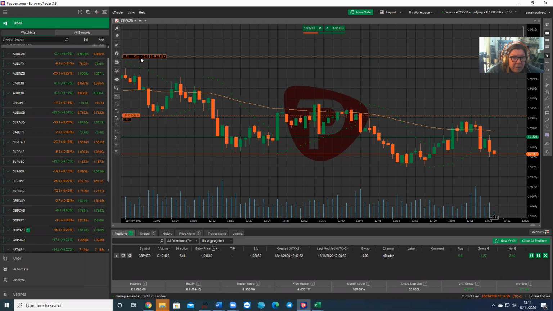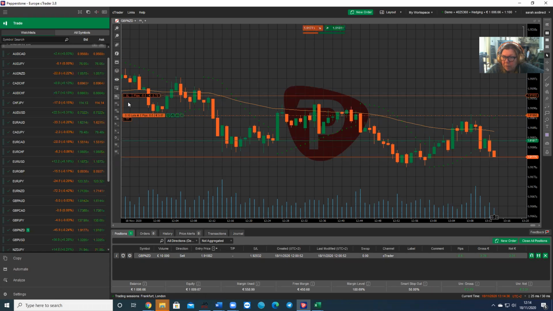What's nice about cTrader is that you can pull this slider bar. So I'm going to move my stop loss now down to say 5 pips. So just to show you how easy it is to do.